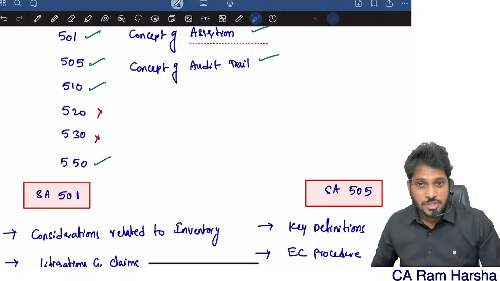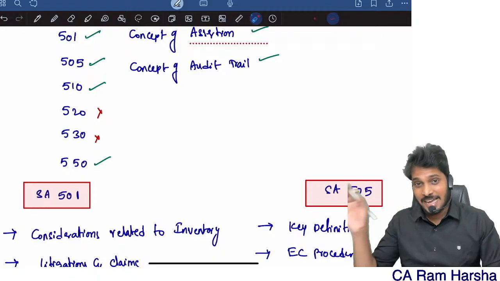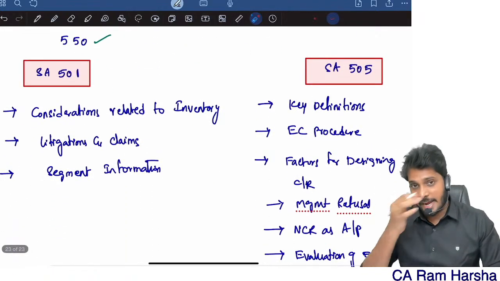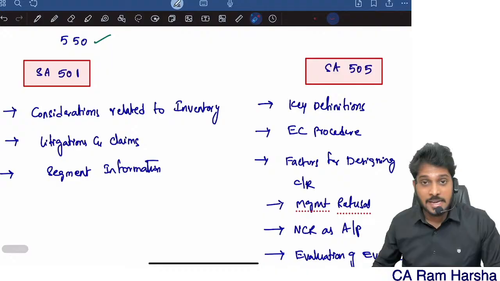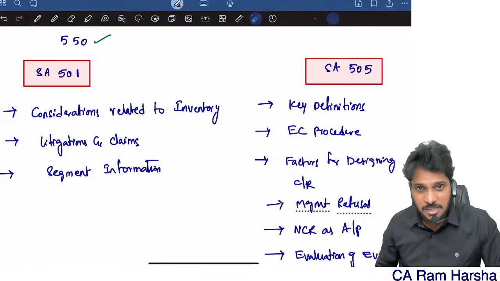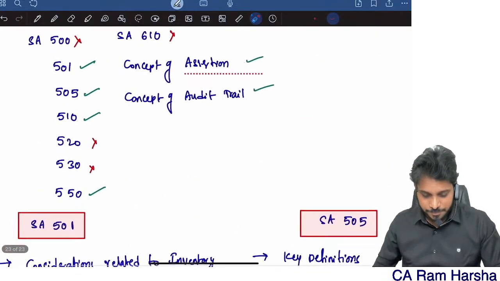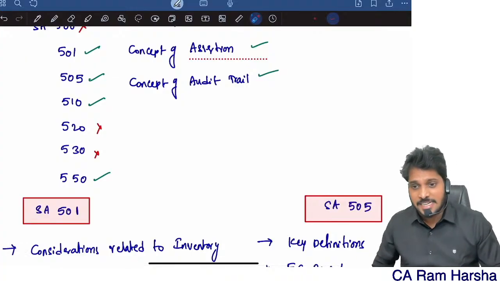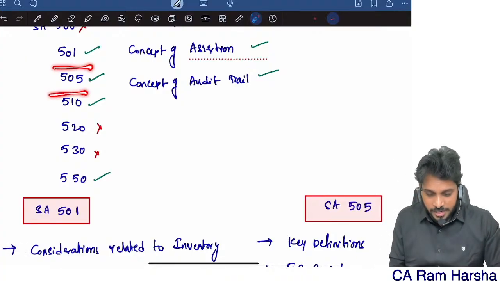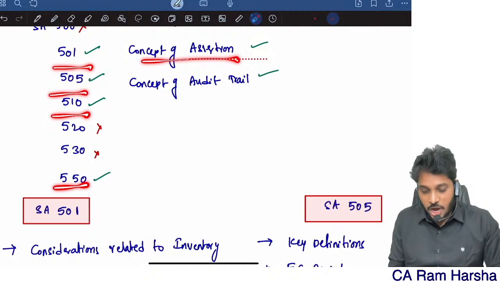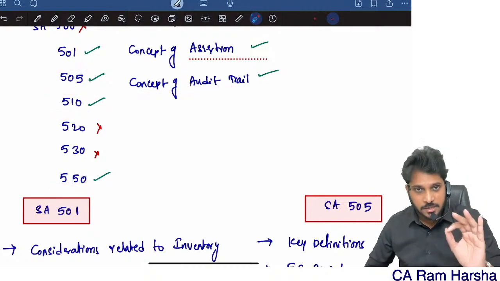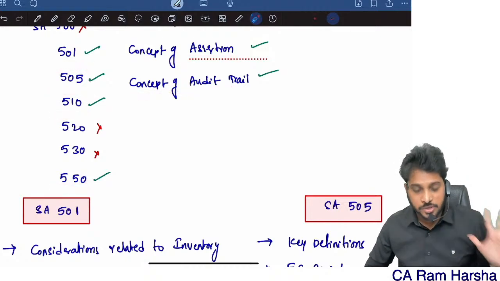Again, in respect of items of financial statements, I will give guidance: how to read in items of financial statements, what to read exactly, what many students miss in that chapter, that also I'm going to cover. Now, without any delay, let's enter into the topic. 501, 505, 510, 550, concept of assertion, concept of audit trail. These are the 6 topics that we are going to discuss now.